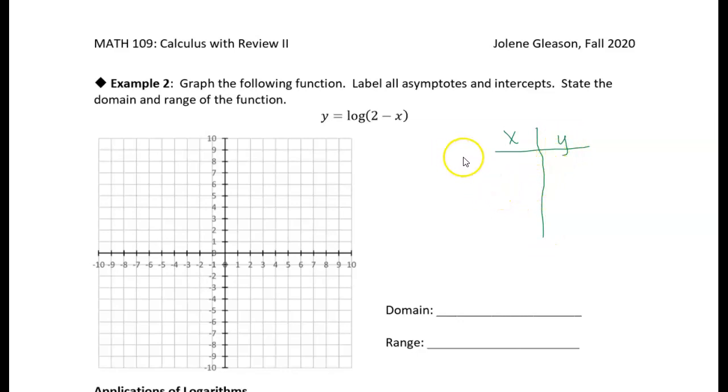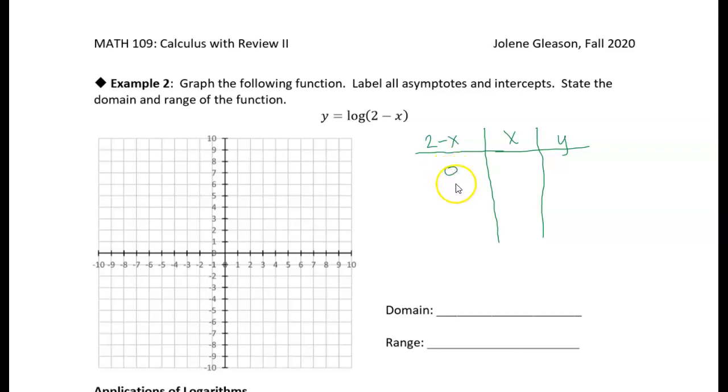All right, but I want to choose convenient values for the input to the log. Okay, so I'm actually going to create another column here because the input to the log is 2 minus x. And I would like to choose input values that are easy to evaluate, right? I mean, I could use my calculator, but sometimes it's just easier to choose good values and then not have to even bother with your calculator. So what are good values that are easy to evaluate the log of?